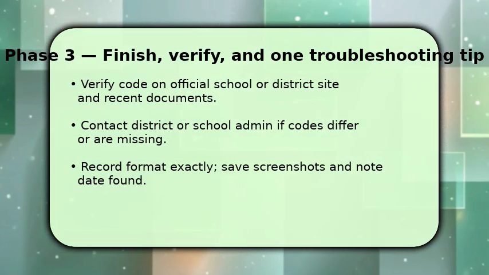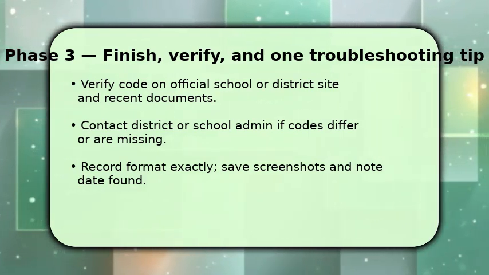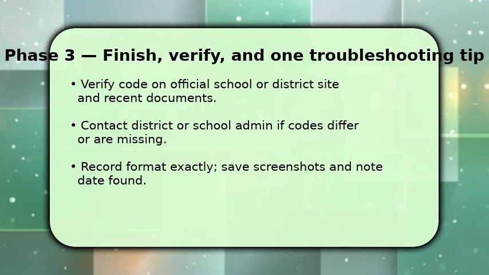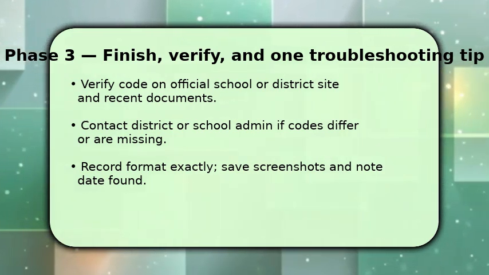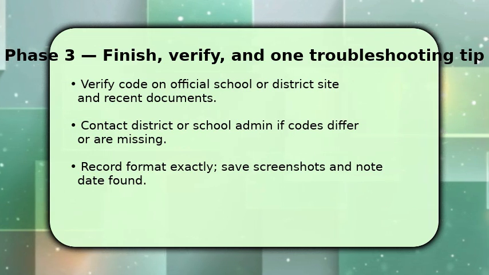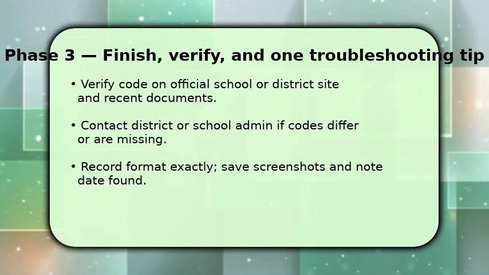Finally, confirm the code on the school's official page or a district PDF. Cross-check against a recent report card or directory for consistency. If the code differs or you find none, call the district data office or school registrar and request the exact ID. They'll explain format and recent changes.